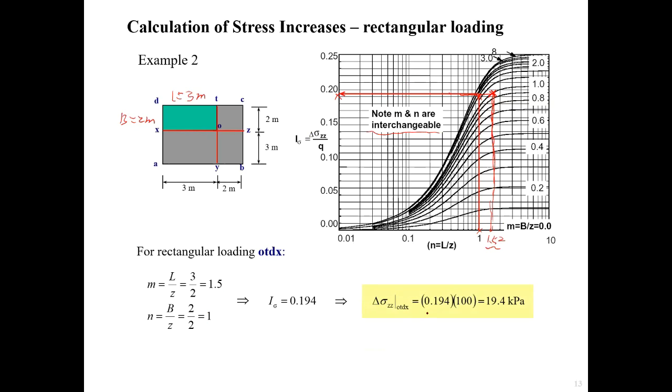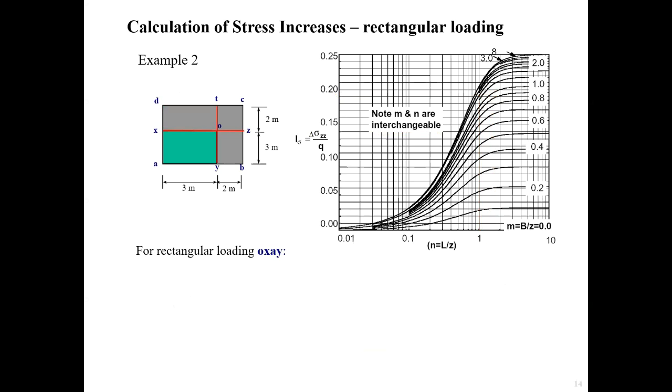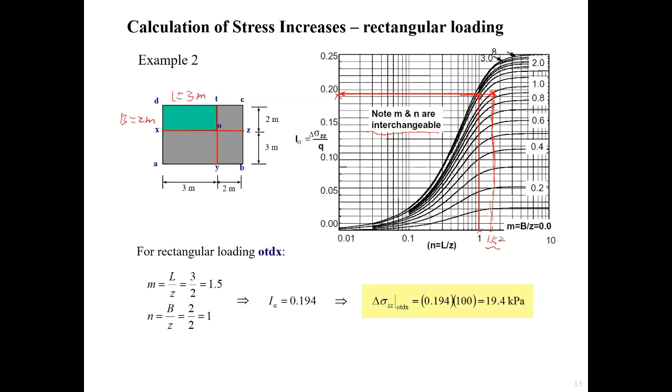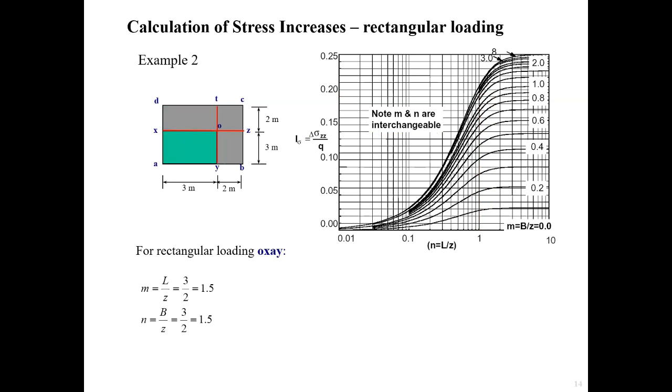So again, this I sigma times Q gives us the stress increase for this rectangular loading area, OT dx. So that's 19.4 kPa. So again, similarly for the rectangular loading area, or X, AY, we calculate the M and the N. So this one is the same as the last one, right? Oh no, the ratio is different because the B is different.